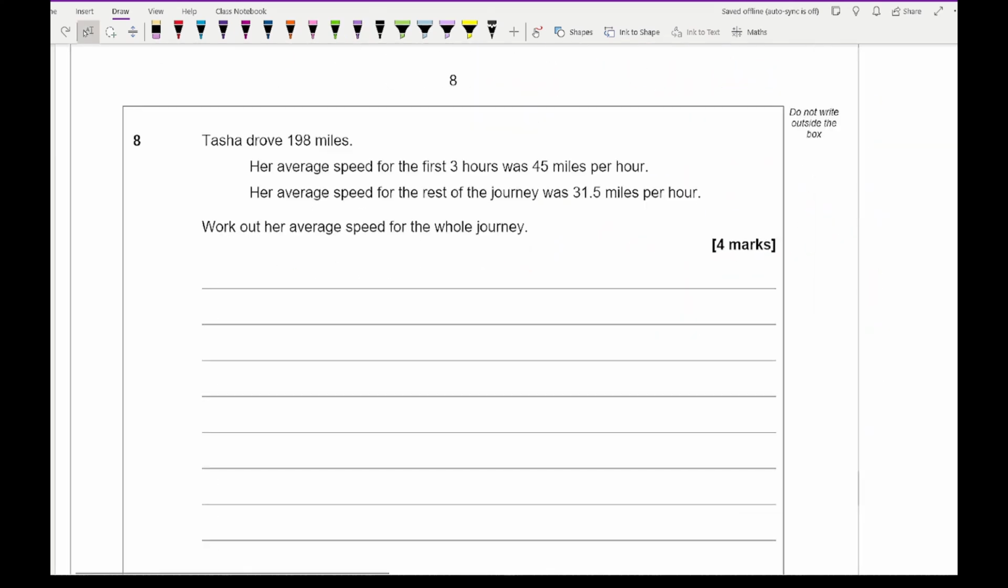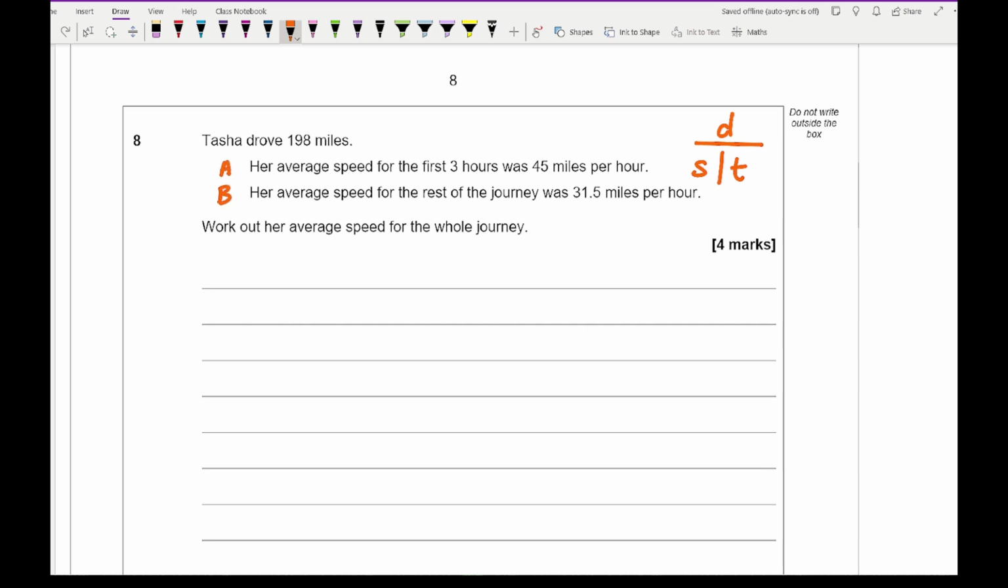So moving on to question 8, it says Tasha drove 198 miles. Her average speed for the first 3 hours was 45 miles per hour. Her average speed for the rest of the journey was 31.5 miles per hour. And the question is asking us to work out the average speed of the whole journey. So for this, what we need to do is first of all write down the formula for distance, speed, time, in which I use my triangle or my formula or however you remember the formula. And I'm going to split the 2 sections into A and B.